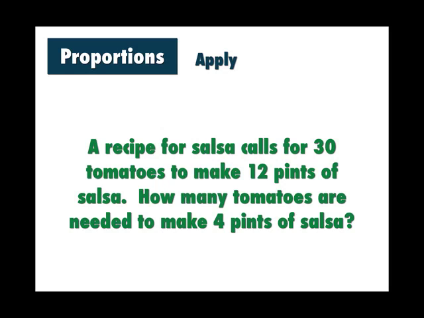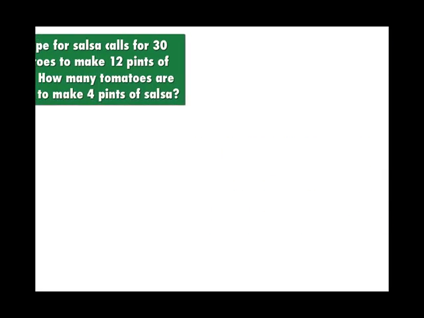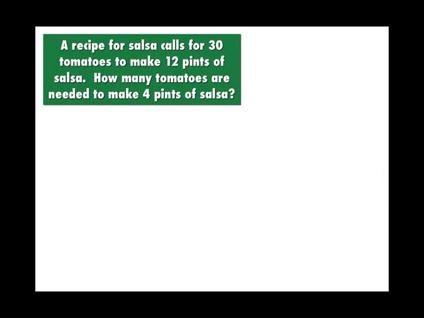So our first application problem says this. A recipe to make salsa calls for 30 tomatoes to make 12 pints of salsa. The question is, if we want to make 4 pints of salsa, how many tomatoes are we going to need? Now, I want you to pay attention to the next slide because we're going to go through how to set up the proportion. And this is really, really important.